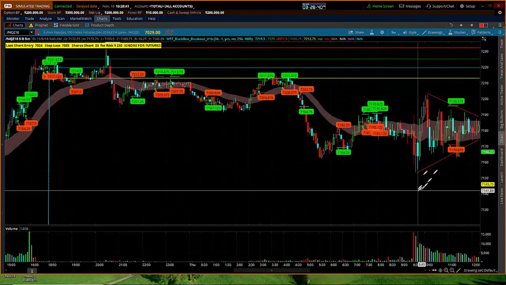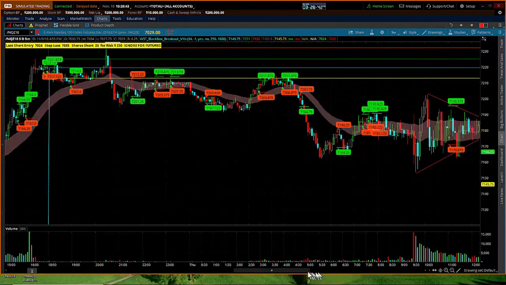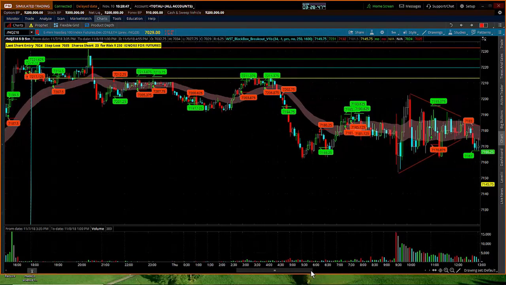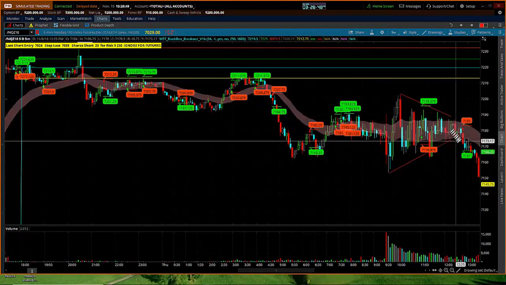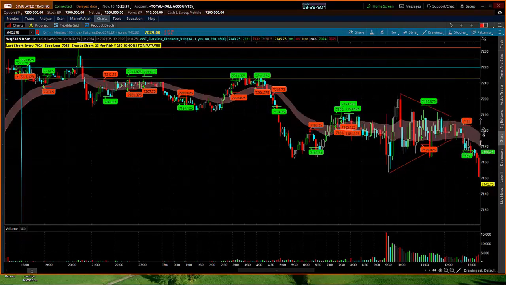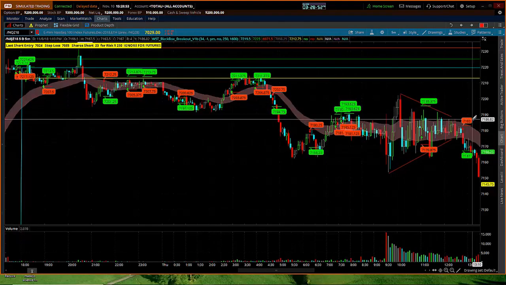You see it's starting to squeeze into this range, and as we go forward, you'll see we start breaking this to the downside, and we get a signal here, and this is the trade that I'm going to talk through a little bit.